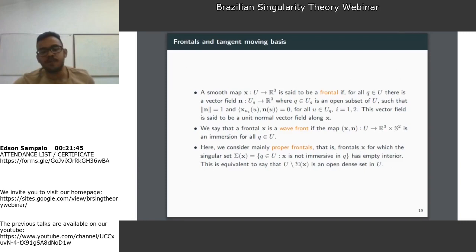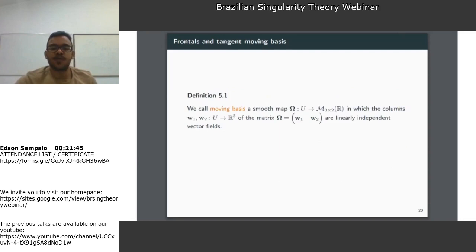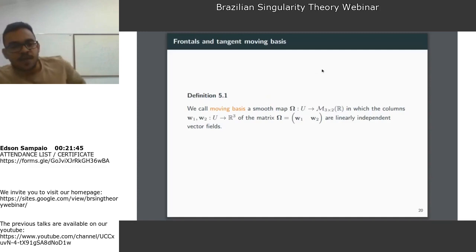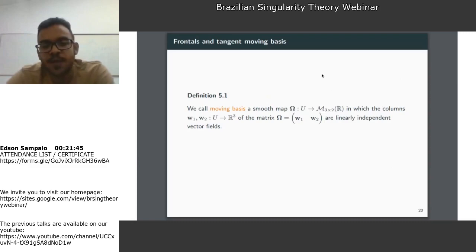I'm using here the approach for frontals of considering moving tangent bases, as the approach given by Tito Medina Tejeda in his thesis. In order to understand this, let's first understand what is a moving basis. We call moving basis a smooth map omega defined on an open subset of R2 with image in the space of 3x2 matrices, in which the columns W1 and W2 of the matrix omega are linearly independent vector fields.